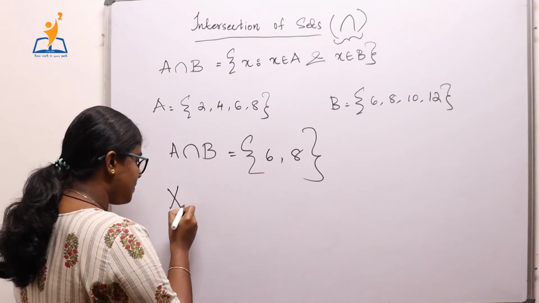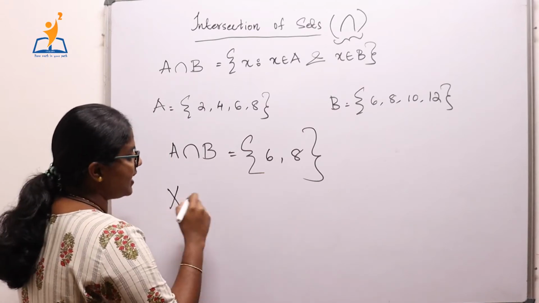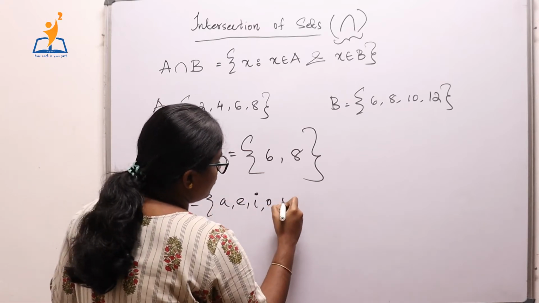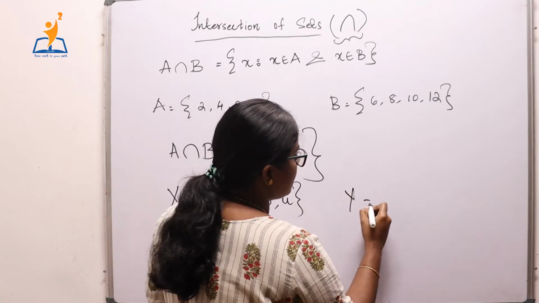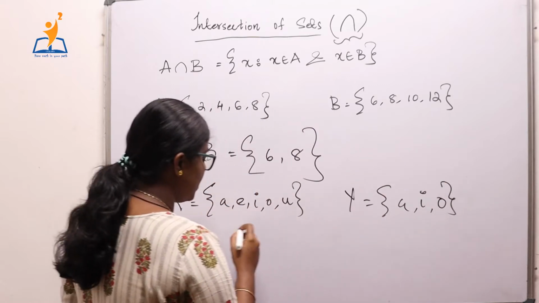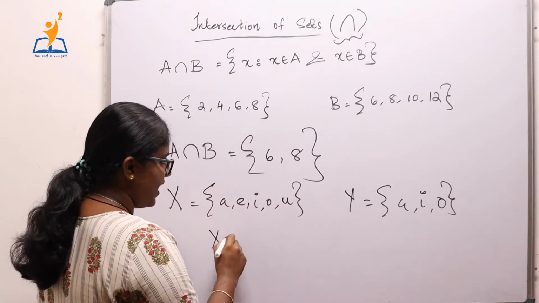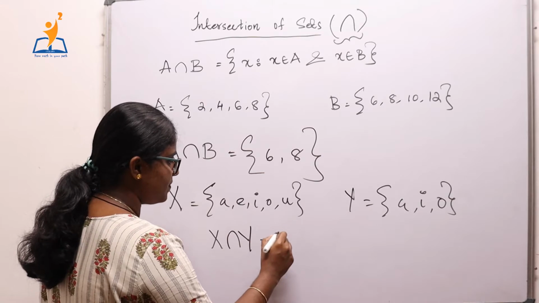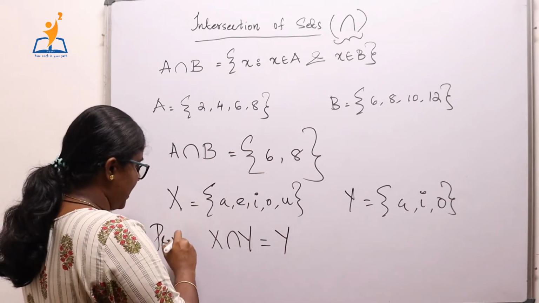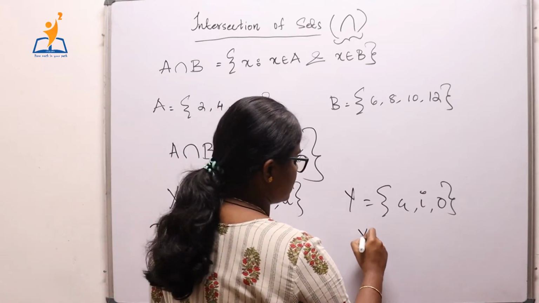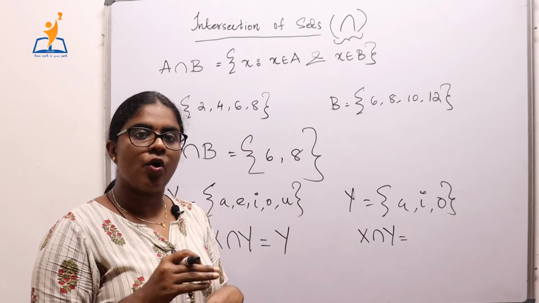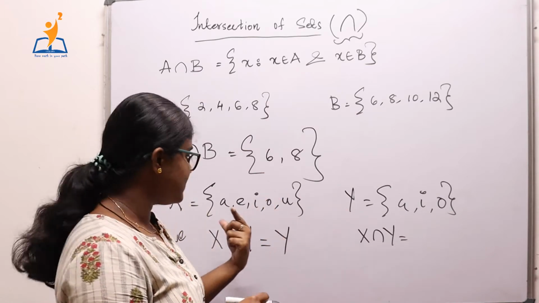Now, like the previous question we did for A union B, let A, E, I, O, U be the set X and Y be A, I, O. And here we are going to prove that X intersection Y is equal to Y. How will we prove that? We have to take X intersection Y first. What is X intersection Y? It contains the elements which are common to both X and Y.